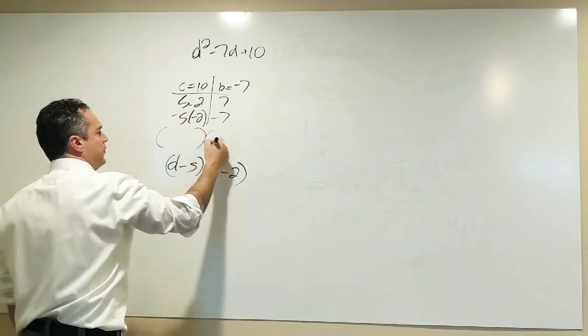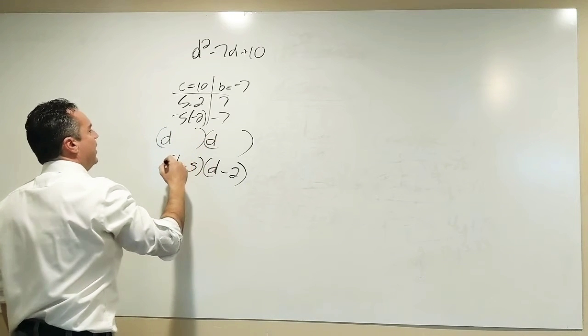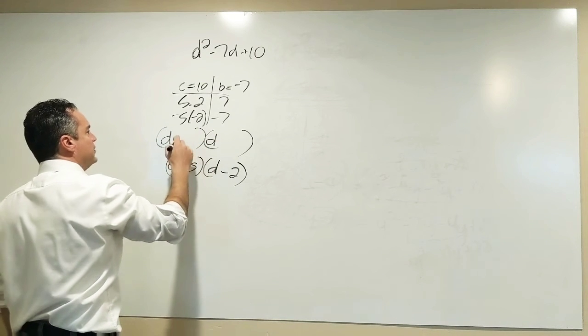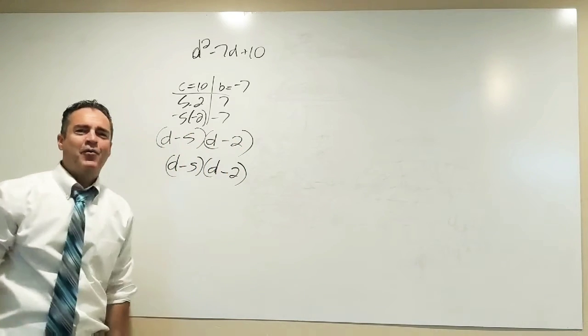And then we put a parentheses and a parentheses. D squared, not A squared, makes D and D, and minus 5 and minus 2. Okay, and we're good to go.